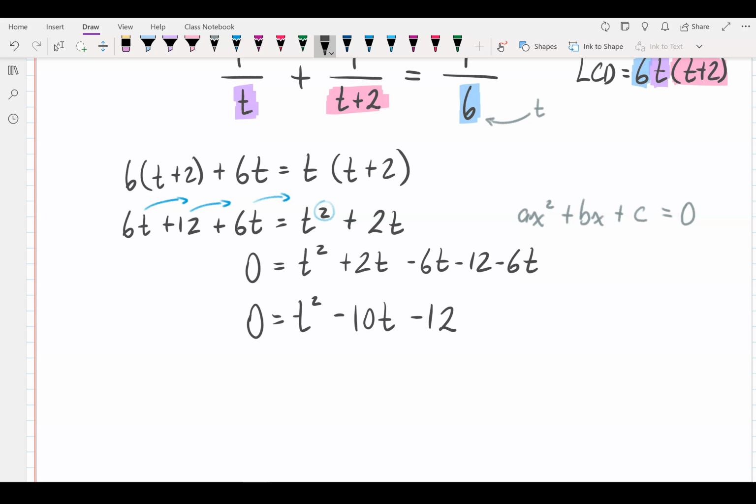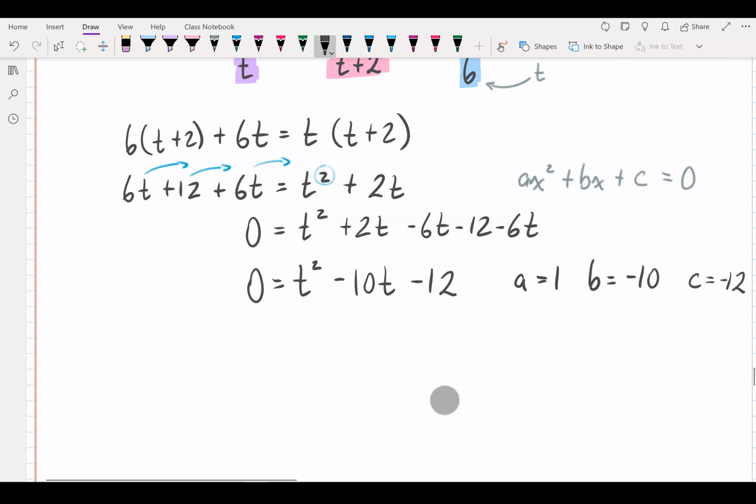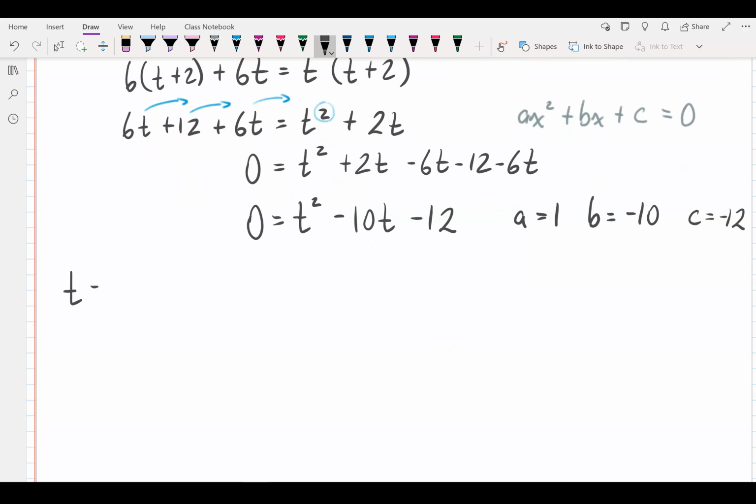All right, now we have something we can work with. We can put this into the quadratic formula with very little difficulty. How do I know that? Well, I know the term in front of the squared is a 1. The term in front of just the t, the coefficient is -10, and the constant term is -12. And if I know that, I can put it into my quadratic formula and solve, and everything should be fine. Should be. Let's see what happens.